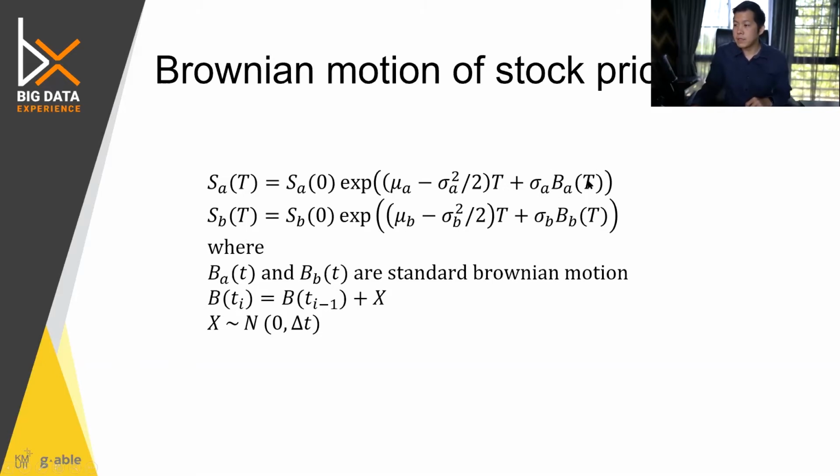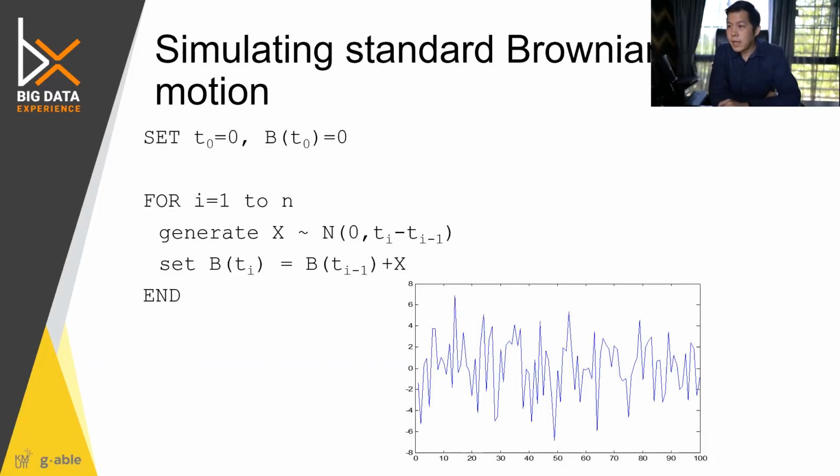Oh, and the BT here is calculated from the Brownian motion. That is the current position, depending on the previous position, plus the change. And the change comes from a random draw of the normal distribution, just like that. Okay, so we are doing that here.